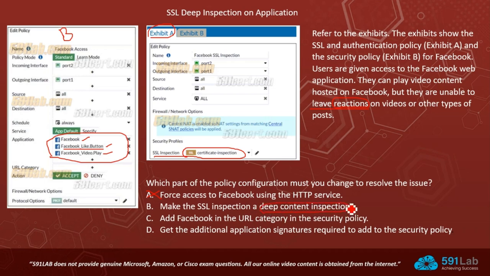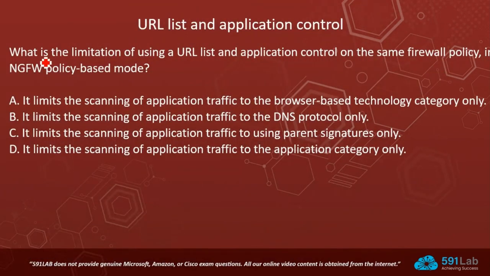Let's review the answer C and D. Answer C, add Facebook in the URL category in the security policy. No, this answer is incorrect. Answer D, get the additional application signatures required to add the security policy. No, this answer is also incorrect. As you learned, we have to select inspection as a deep inspection. So the correct answer is answer B, make the SSL inspection to a deep content inspection. Okay, let's review the next question.